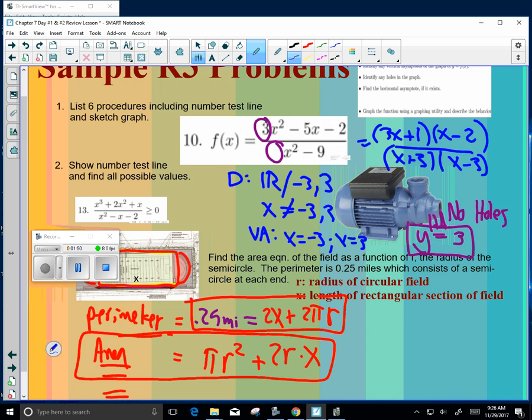Okay, and you can find the x-intercepts. X-intercepts will be at -1/3 and 2. The y-intercept will be -2 over -9, or just 2/9.